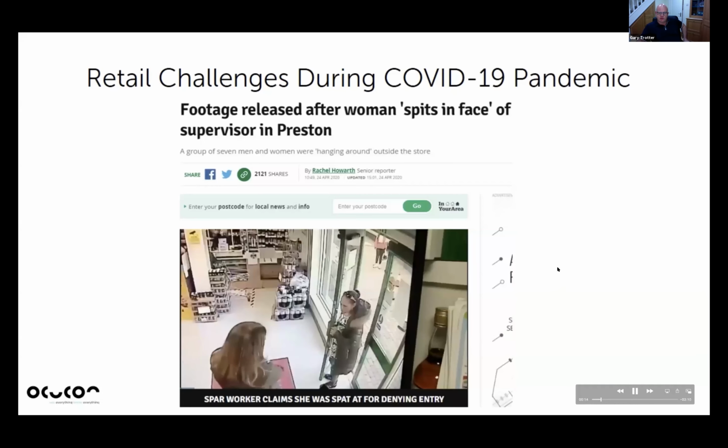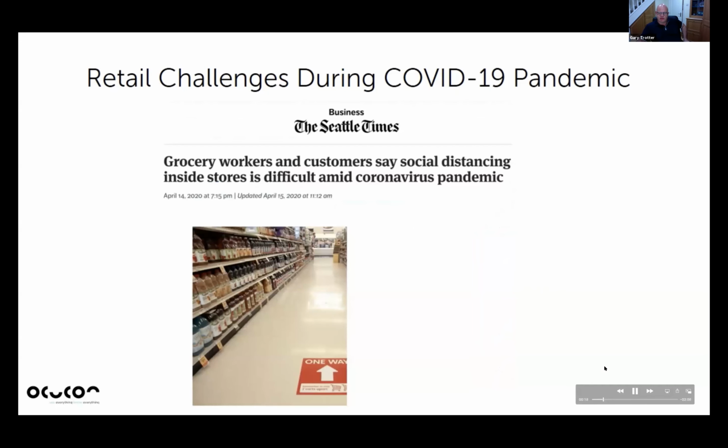Moving on, we have a circumstance here where there was a member of staff who, while at the door, was spat in the face, which is not very good. And the third piece in this small slide is the fact that it's generally accepted that for members of staff and associates to encourage and monitor social distancing is very, very difficult.